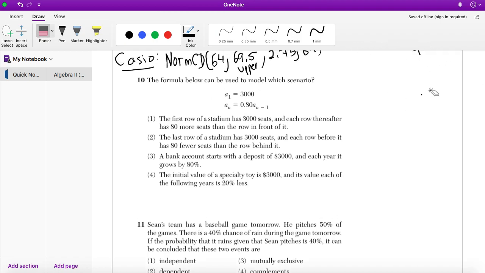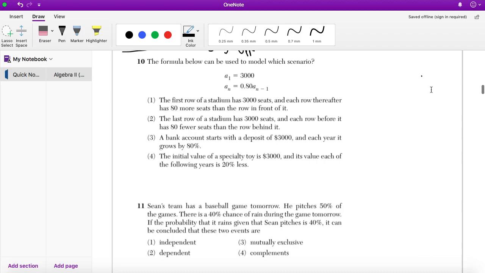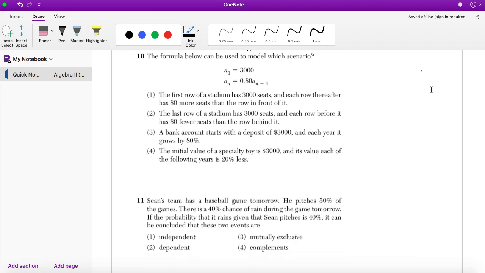Okay, so the formula below can be used to model which scenario? So I'm going to pull out the highlighter. We have A1 is our first term. AN is our current term. A of n minus 1 is our previous term. And to get each term, we multiply the one before it by 0.80. This is a classic recursive formula.